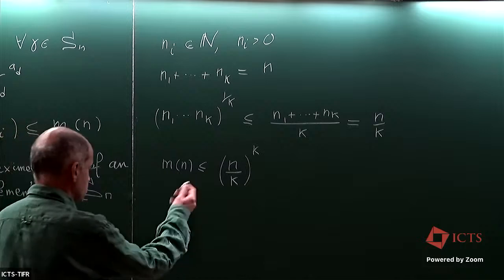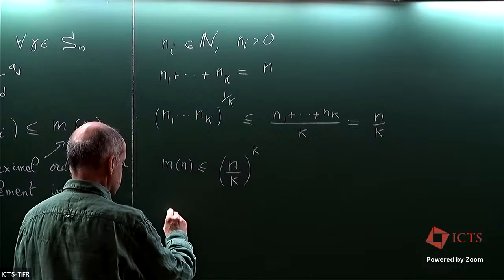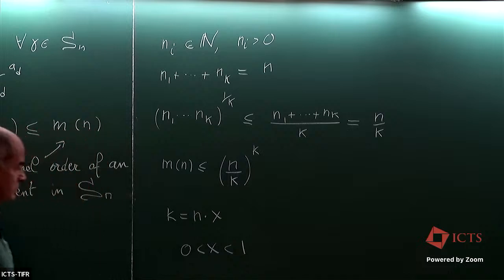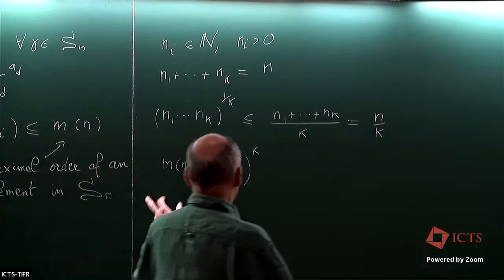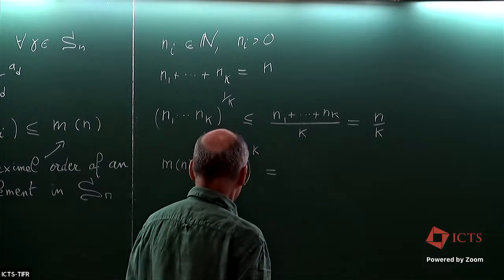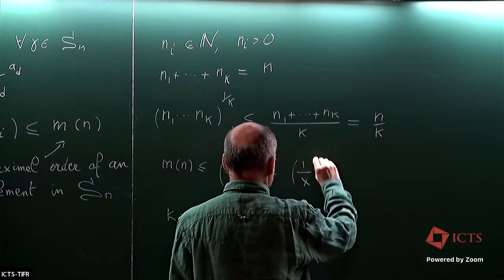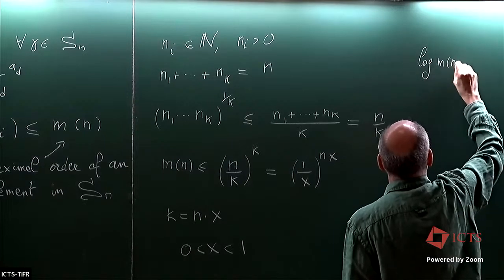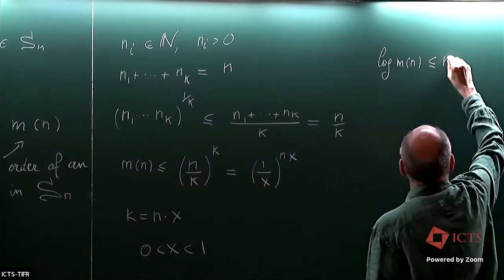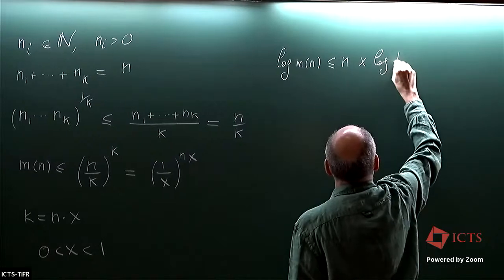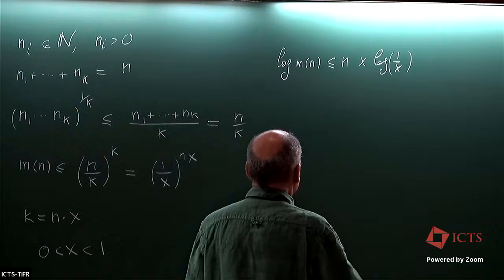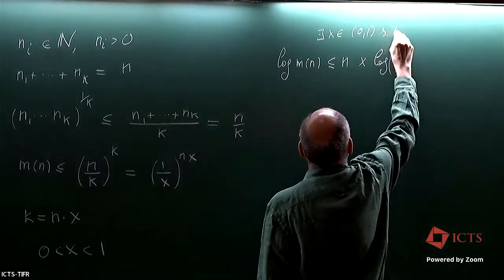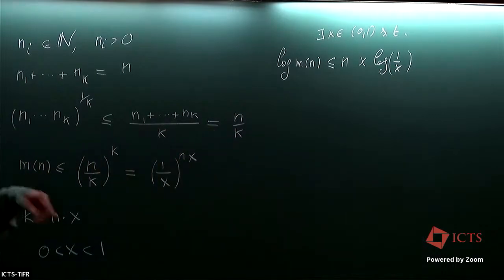So use a simple calculus. We set k equals nx, where x is between 0 and 1, forgetting about integrality. So this becomes (1/x)^(nx). So finally, the logarithm of m_n is bounded by n x log(1/x). So for every n, there exists an x in (0, 1) such that this holds.